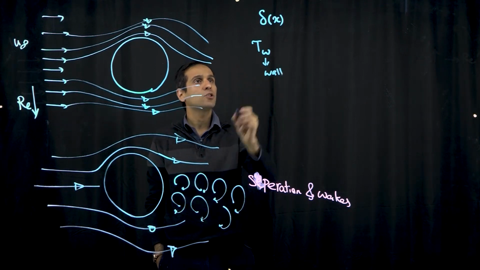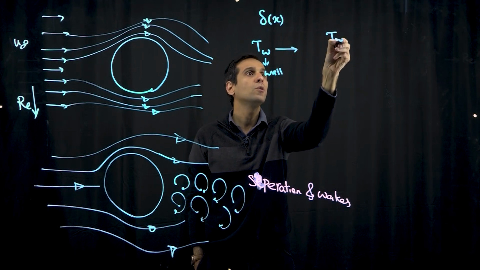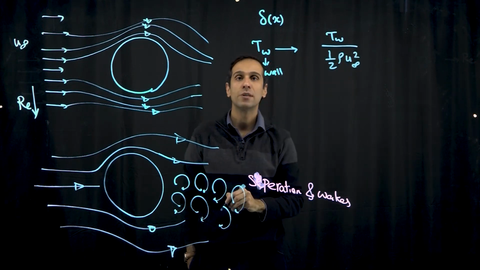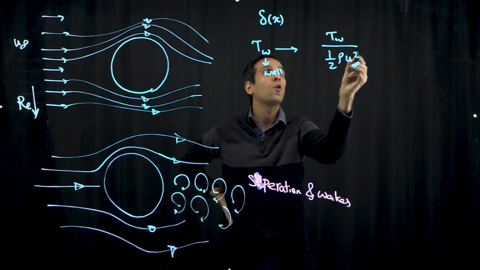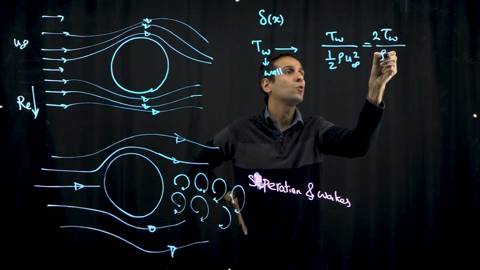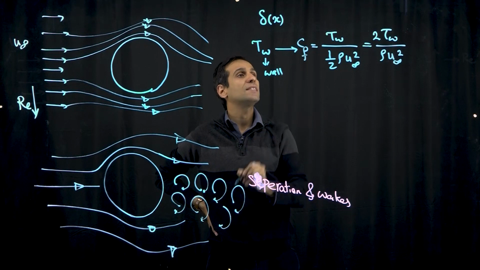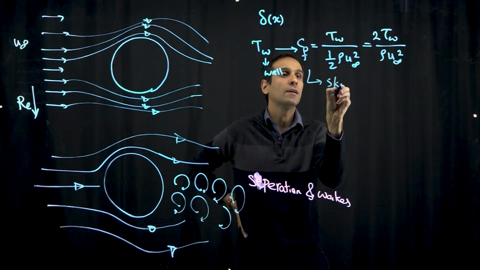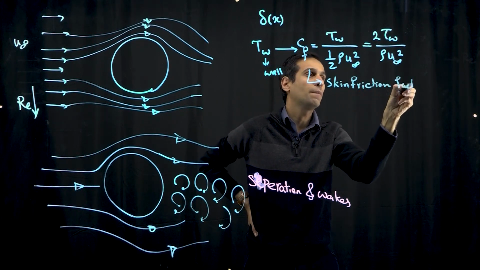To make it non-dimensionalized, I can say tau W divided by 1/2 rho u infinity squared. Remember, tau is shear. Shear has the unit of pressure. So I can manipulate it to tau wall over rho u infinity squared. It is named CF, which is the skin friction factor.